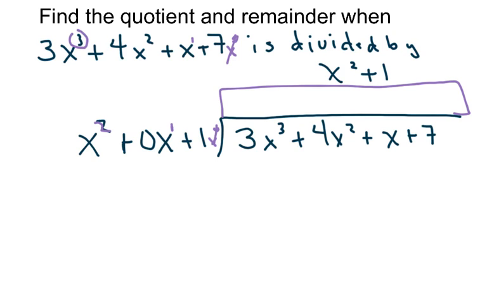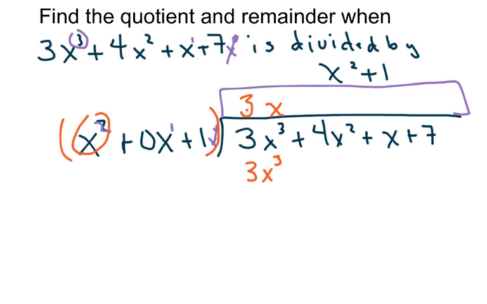I'm going to look at this first piece here, and I'm going to say what times x squared gives me 3x cubed? And that's going to be 3x. So I multiply 3x times x squared, and I get 3x cubed. So what's going to happen is I'm going to subtract this, and this is going to knock out the cube part. But I also have to multiply by this whole thing.